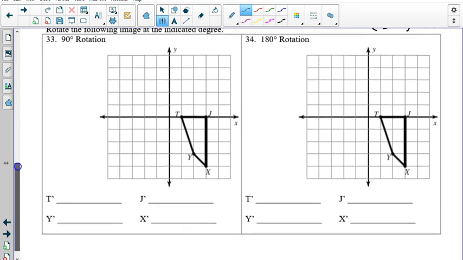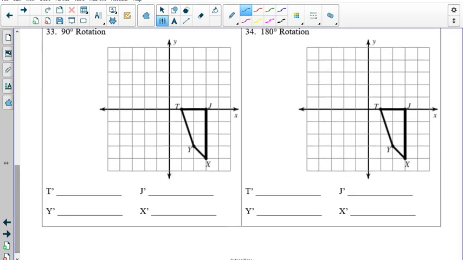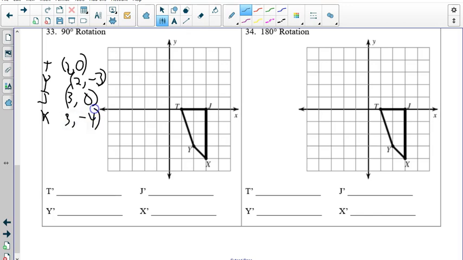So, in action, 90-degree rotation. Well, first off, we need the points. So, T, Y, J, K. T is at 1, 0. J is at 3, 0. Y is at 2, -3. And K is at 3, -4.